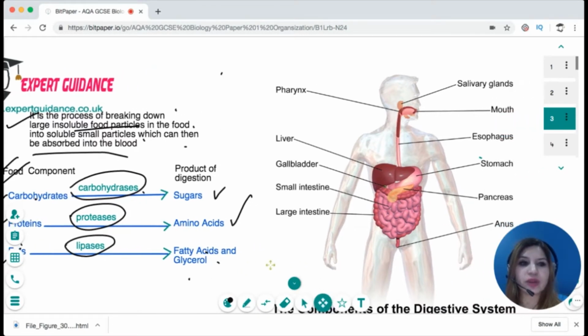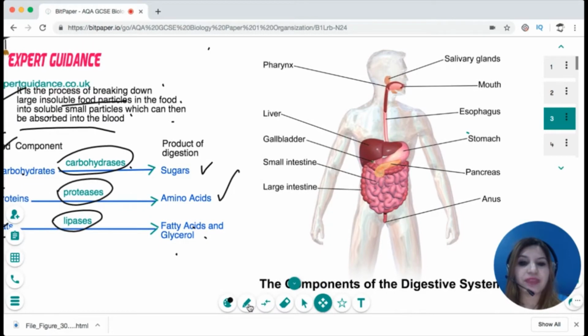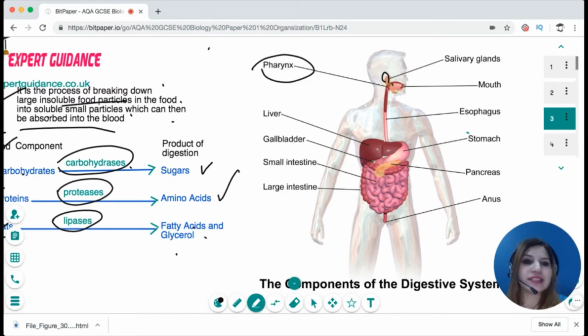Now, this is the structure of the digestive system, and you should know how to label it. It starts with the mouth and the pharynx, and then there are the salivary glands that release saliva, which softens and moistens the food. Saliva also contains the enzyme amylase that begins the digestion of starch to sugars. You must have heard people say that if you chew the food, it tends to taste sweeter. The reason is that the amylase enzyme starts to digest the starch in the food into simple sugars. Then the food is pushed down the food pipe called the esophagus, and then it reaches the stomach.